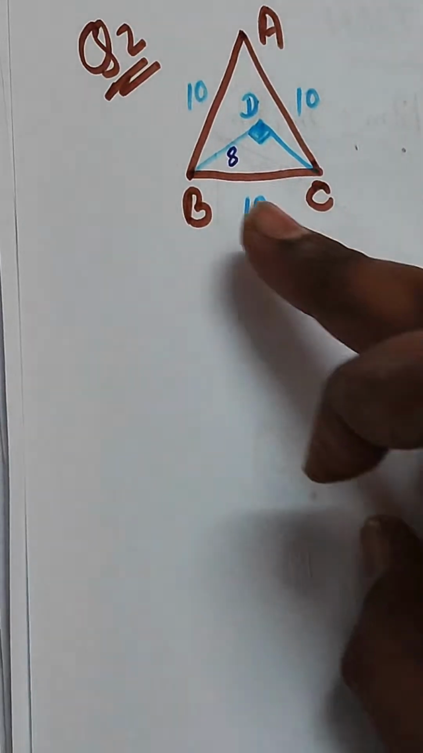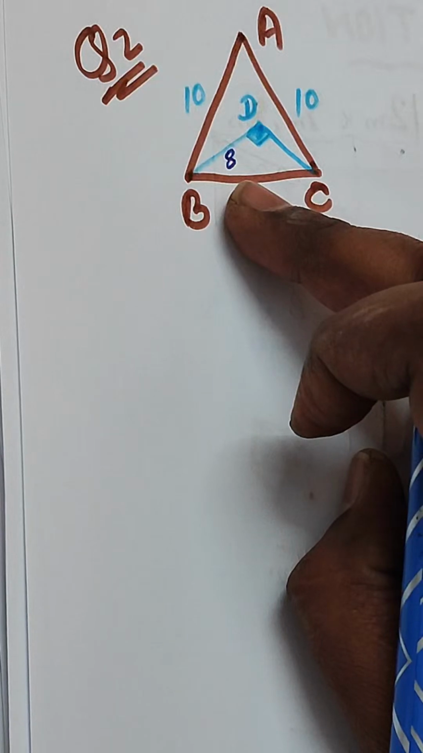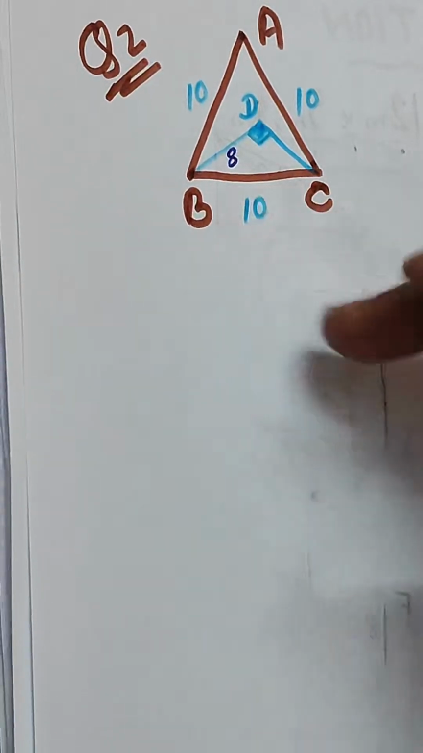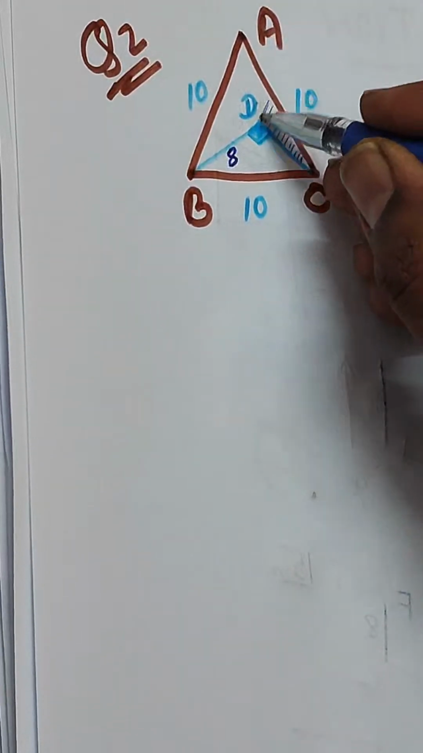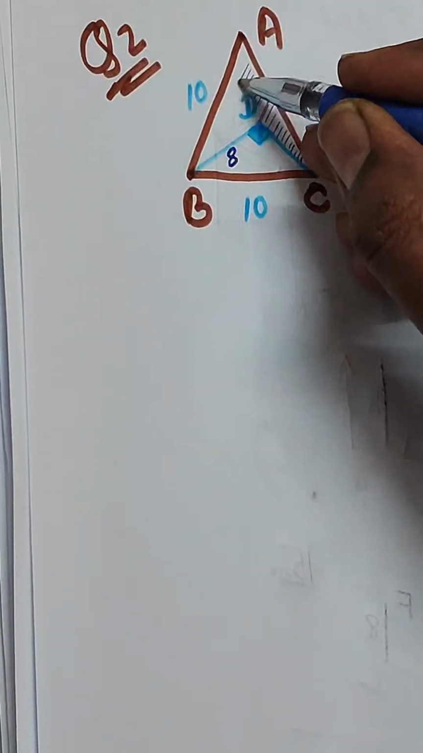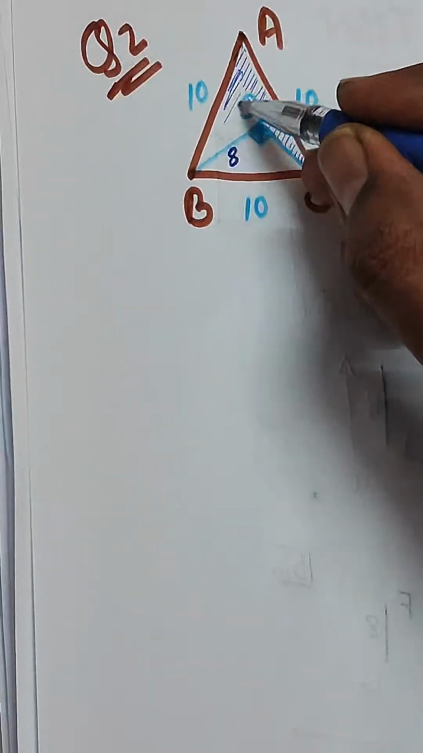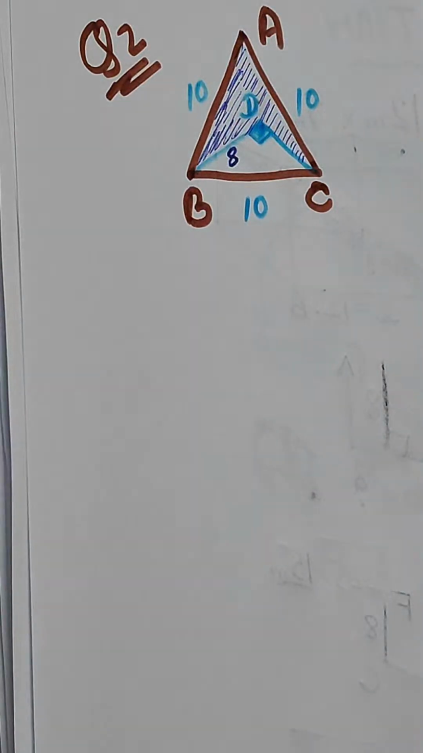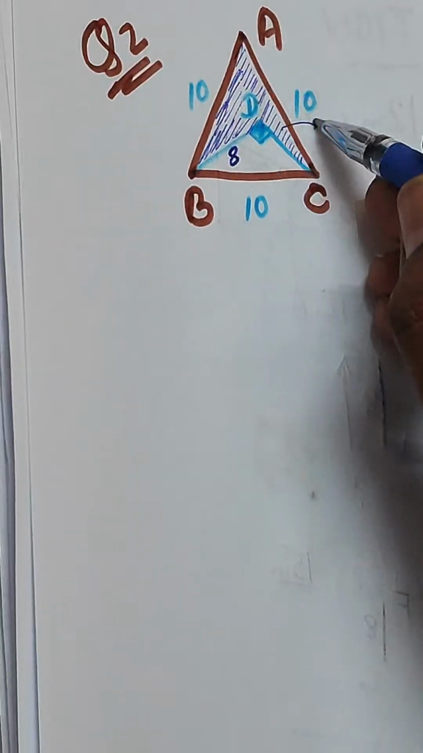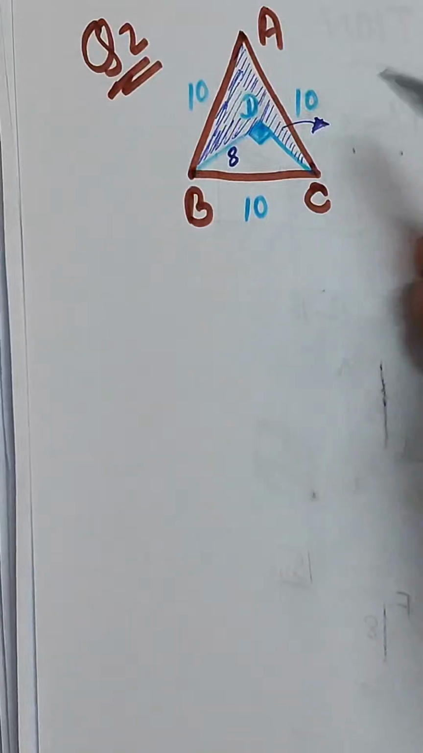If BD is 8, now find the area of the shaded region. This is the shaded region which is given to you. I have taken this question from area of plane figures, right? As we already did some solid figures, let us do some plane figures. So to find the area of the shaded region, what are the steps you need to follow?